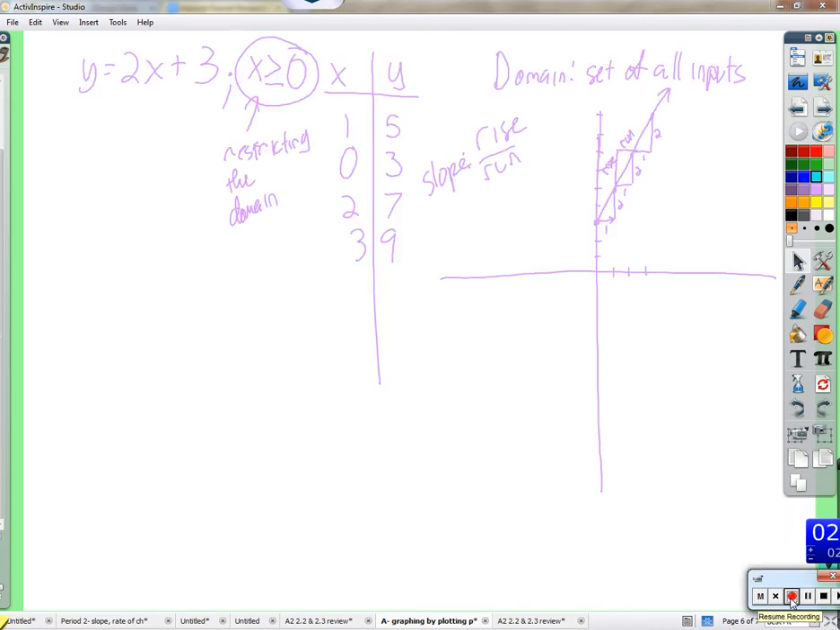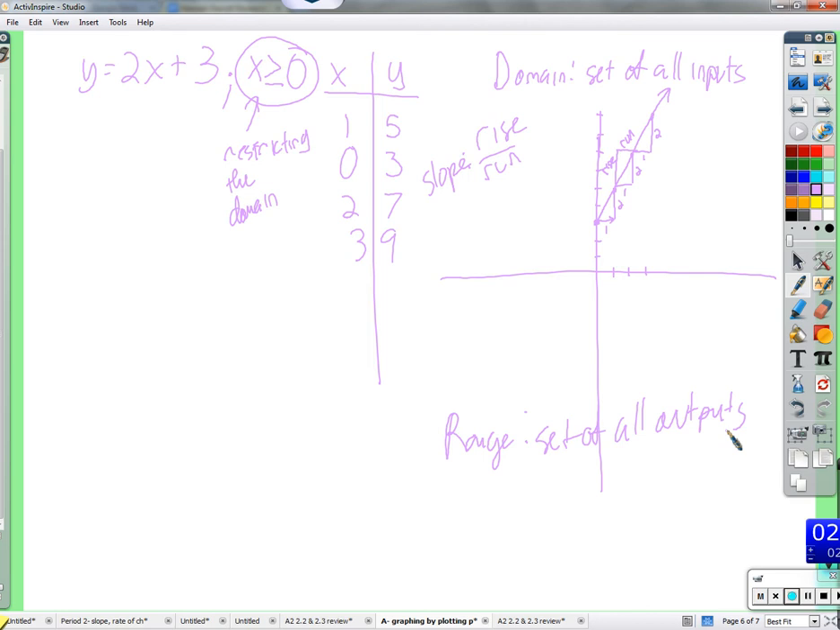Okay, let's look at the domain. The domain is x can be greater than or equal to 0. If the domain is all the inputs, what would you guess the range might be? Range. An actual answer, yes? Would be all the outputs. Yes, all the outputs. Set of all outputs.